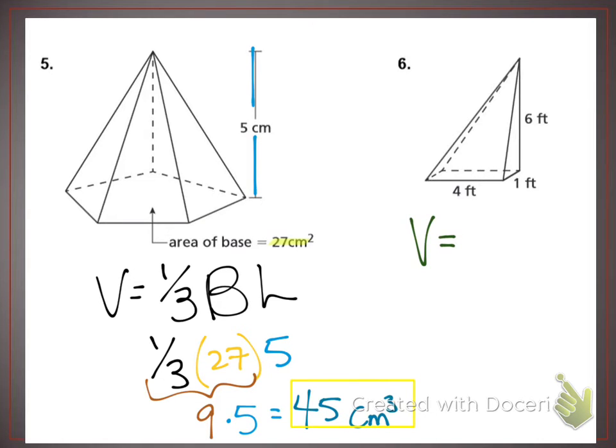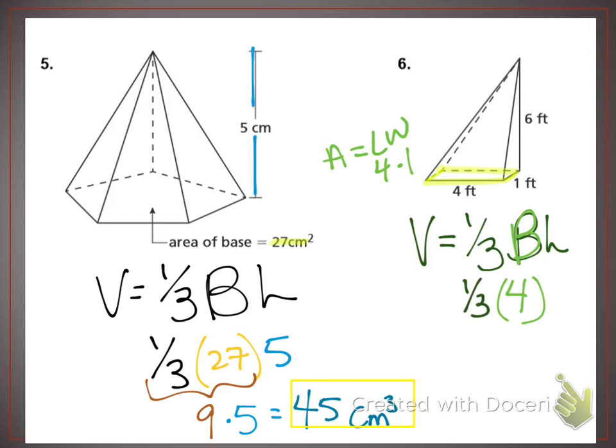The last one. It is still a pyramid. So 1/3 area of the base times the height. So what shape is the base? A rectangle. So we will need to find the area of a rectangle. What is the area formula? Length times width, which would be 4 times 1, which is 4.